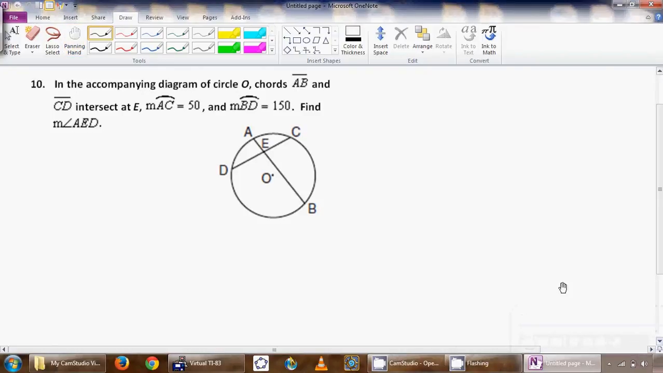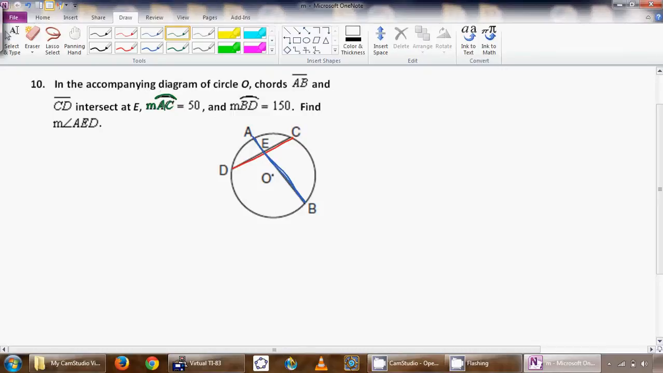Problem 10. In the accompanying diagram of circle O, chords AB and CD intersect at E. Once again, I've got intersecting chords, so both my angle arc theorem and my length theorems hold true. Well, in this problem, they're still talking about arcs. They're talking about the measure of arc AC.